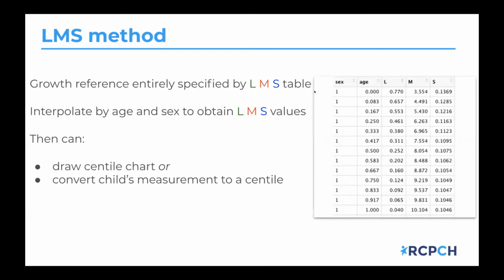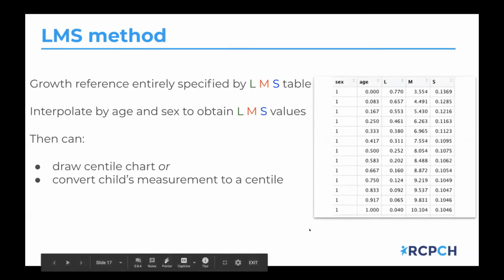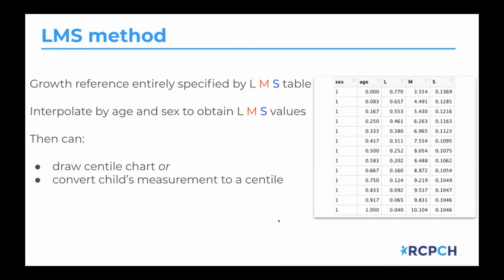So this is an example of the table. You've got sex and an age and an L and an M and an S. And so that's really fundamentally how the maths works. You use this lookup table to generate your standard deviation score or generate a centile.